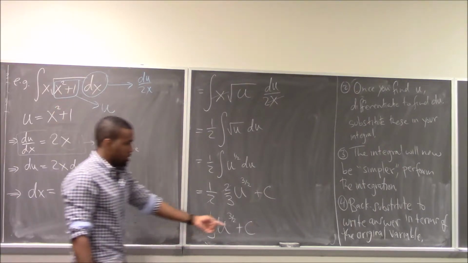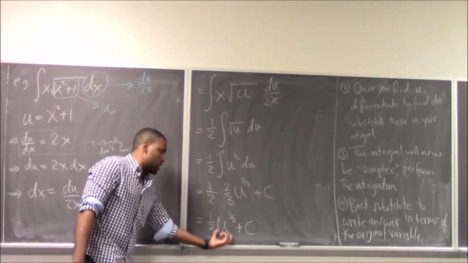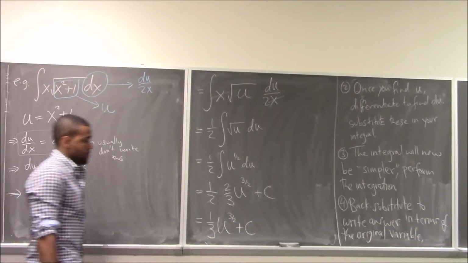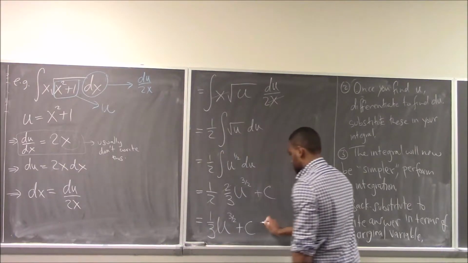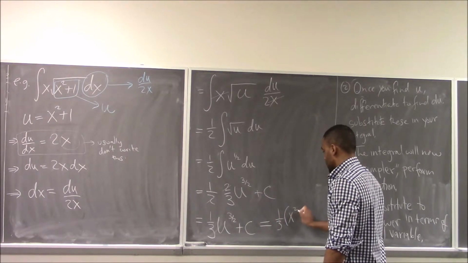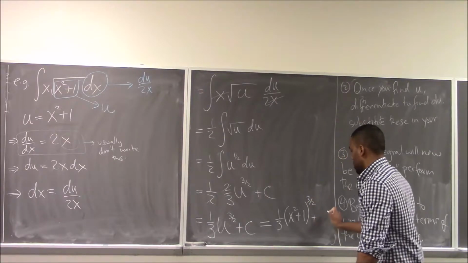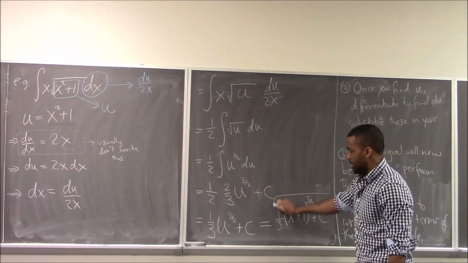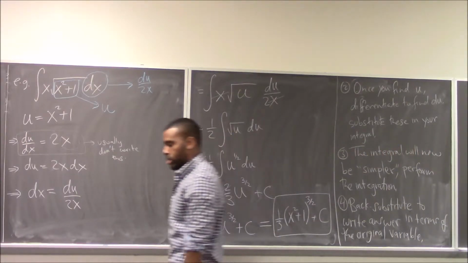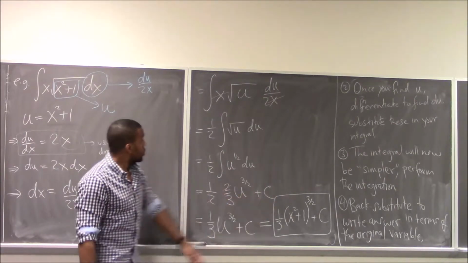So this is what step 4 is talking about, back substituting. I'm simply going to replace the u with the original expression that I substituted. So that is going to be 1/3 (x squared plus 1) to the 3/2 plus c. And that is it. And that is something you can check. You can check and see if you differentiate this, you will get that.